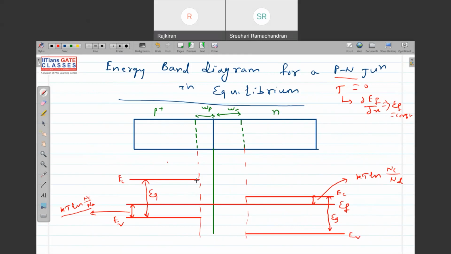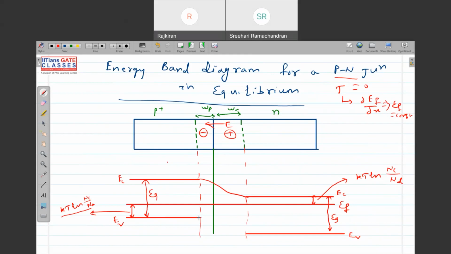Now, since we have charges in the depletion region, we have net negative charge here and net positive charge here, and there is a built-in electric field. The gradient of the conduction band energy or valence band energy gives me the electric field. So from here to here you have to join like this. The gradient of this band will give me the amount of electric field here.